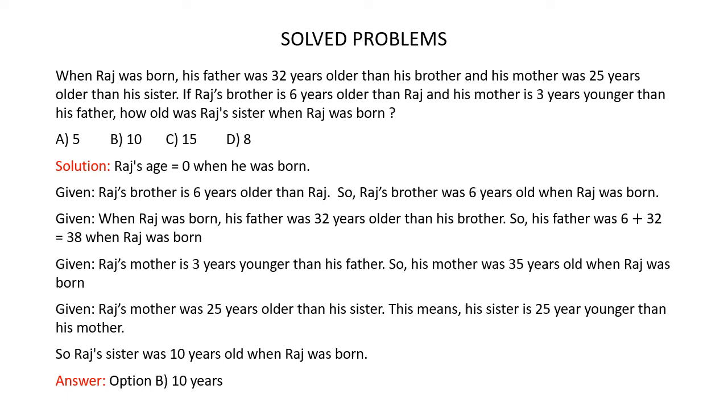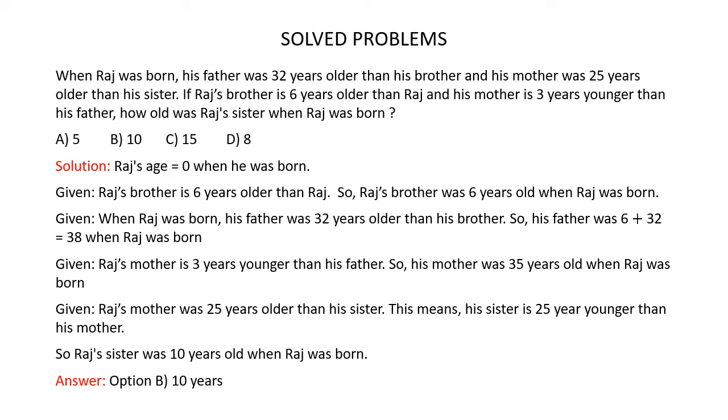Now, when Raj was born, he was 0 years old. It's given Raj's brother is 6 years older than Raj. So, Raj's brother was 6 years old when Raj was born. It's given when Raj was born, his father was 32 years older than his brother. So, his father was 32 plus 6, that is 38 years when Raj was born.